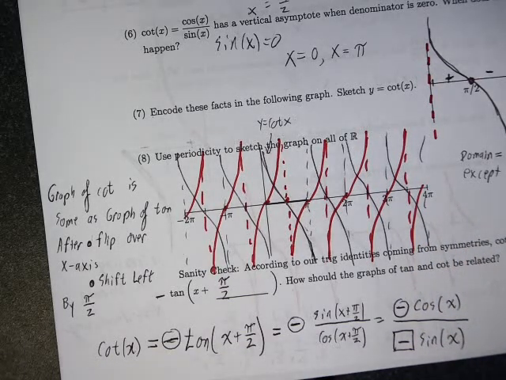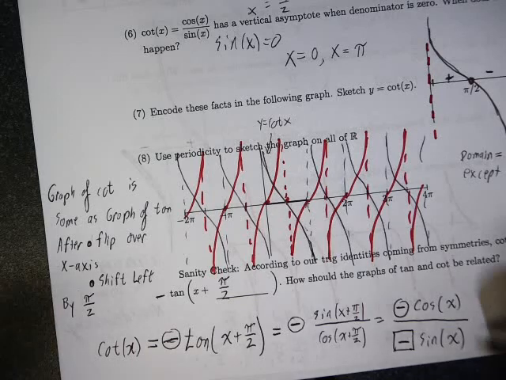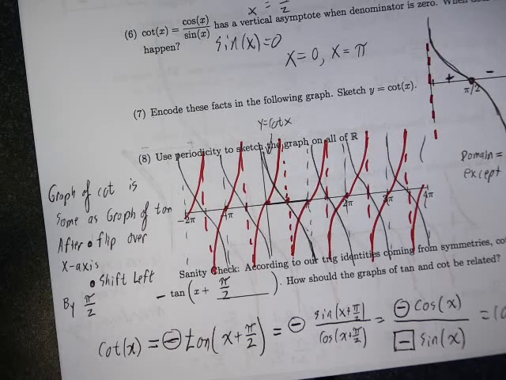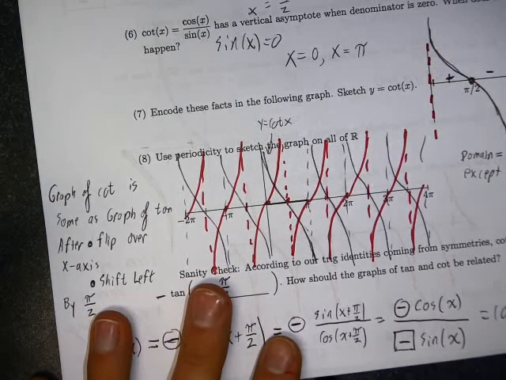Is that the same thing as cotangent? Oh, that's good. That's nice. All right, so if the graph tells you that an identity should happen and that identity doesn't actually happen, then your graph's wrong. Cool. So there's the graph of cotangent.